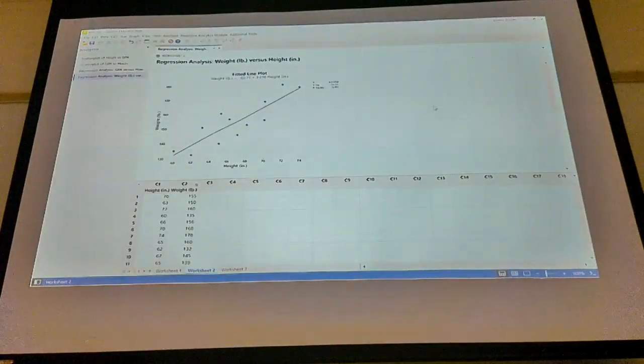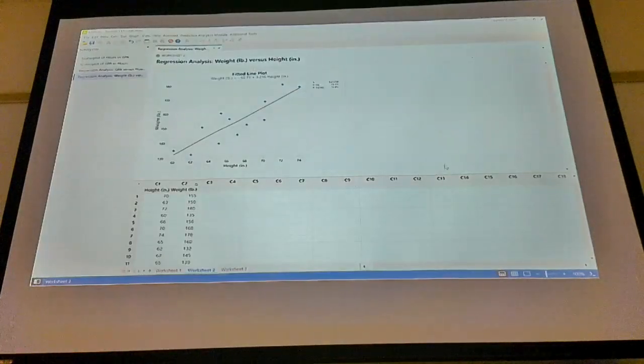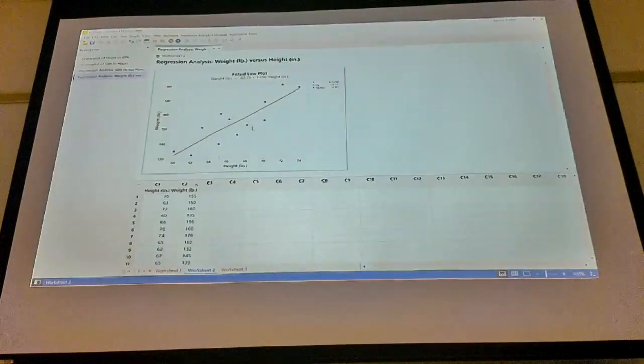Which line? The horizontal line, the red line. They're really spread out from it. So this really wouldn't be a good correlation. The closer they are to the line, the better. So I'd say this probably has a weak R. This has a pretty small R.